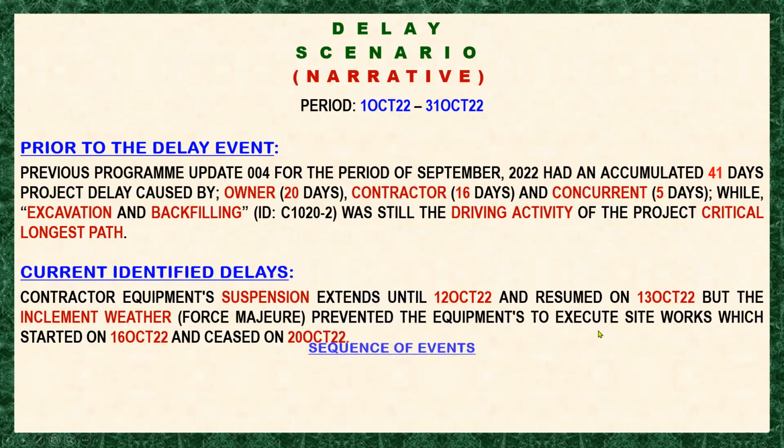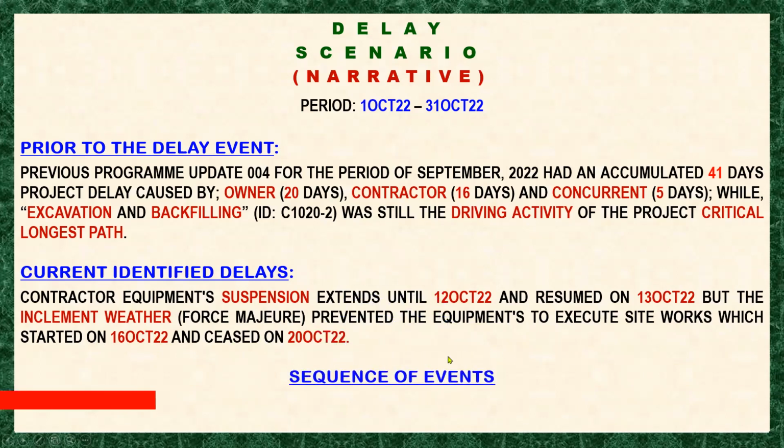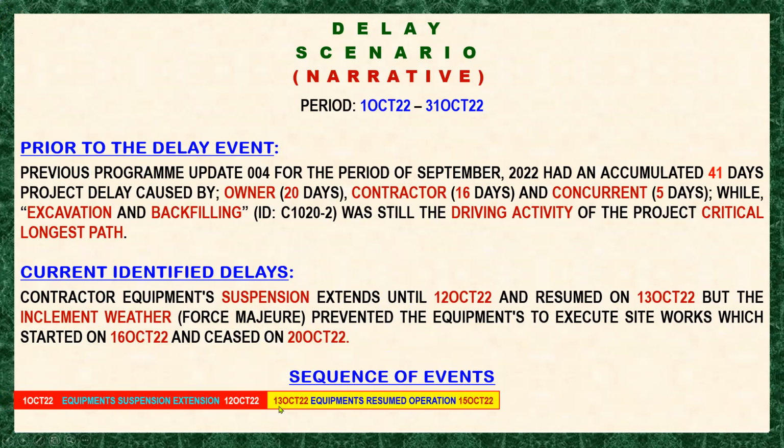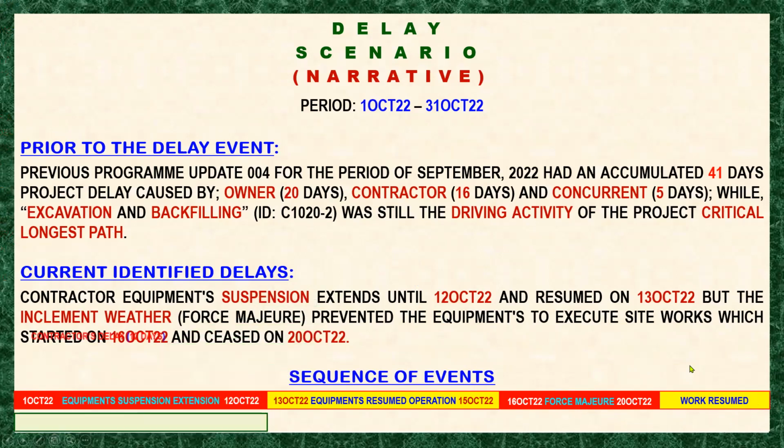Here is now the sequence of events. The equipment suspension extension was from 1 October up to 12 October. Then there is a resumption of work from the 13th up to the 15th of October. Then comes the force majeure or inclement weather that is not workable, which lasts for 5 days. And the work resumed. So here is the final scenario.